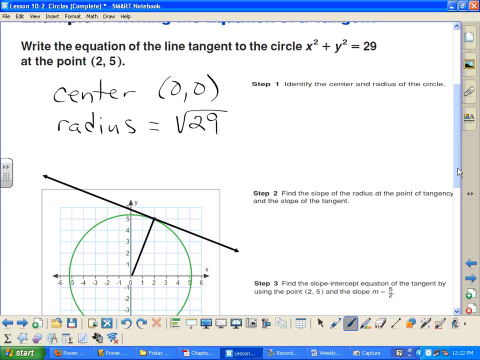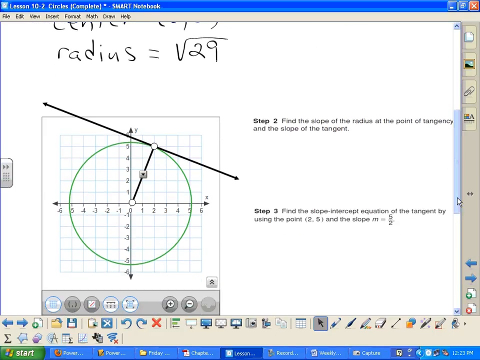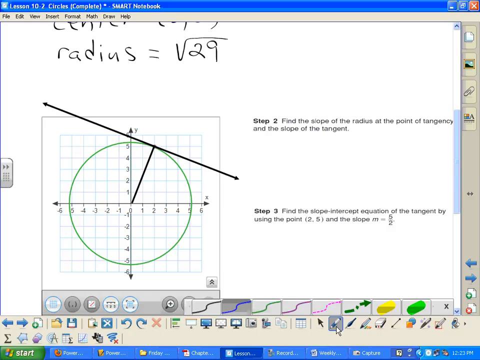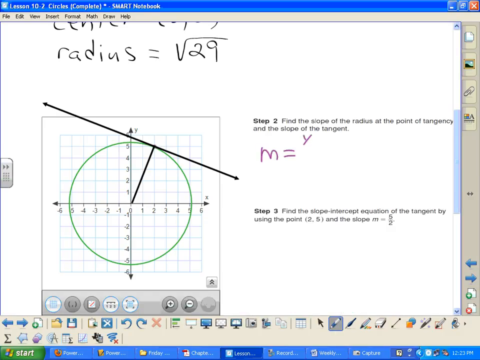Okay? The next thing we want to do is find the slope of the radius at the point of tangency. In other words, we want to find the slope of that line right there. Okay? From the center of the circle, which is at the origin, to the point 2, 5. Right, so we're going to use our formula for slope. m equals y sub 2 minus y sub 1 over x sub 2 minus x sub 1. Change in y over change in x. Well, the nice thing about the zeros is that I'll put them in here. They just equal 0. And we get y changes by 5, and x changes by 2. So we get 5 minus 0 over 2 minus 0, which is 5 halves. So that would be the slope for the line from the center to the point 2, 5.